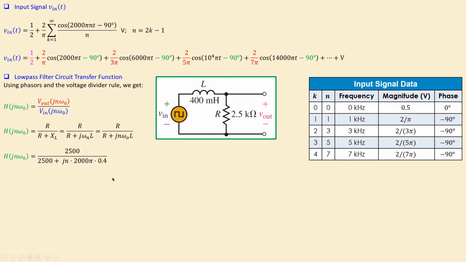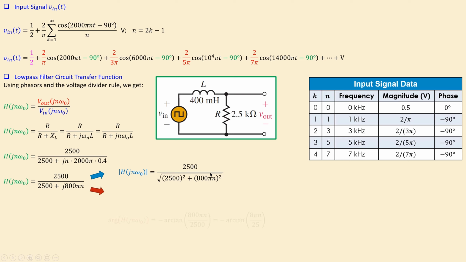And if you now just substitute the values, 2500 for the R and also here, you can see that will be j n times 2000 pi for the omega 0 and 0.4, 400 millihenries, for the L. Now, if you simplify this a little bit, you will have this expression. This is of course the transfer function of our low-pass filter in the complex form. We would like to know the magnitude and also the phase. So for the magnitude, I have this expression we'll use later on for further calculations.